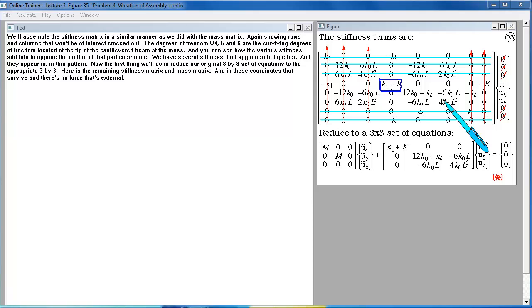Now the first thing we'll do is reduce our original 8 by 8 set of equations to the appropriate 3 by 3. Here is the remaining stiffness matrix and mass matrix, in these coordinates that survive, and there's no external force.